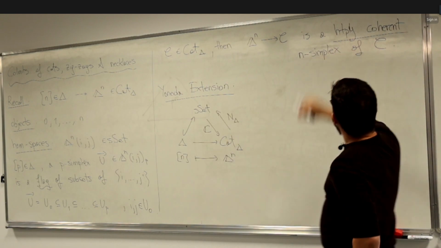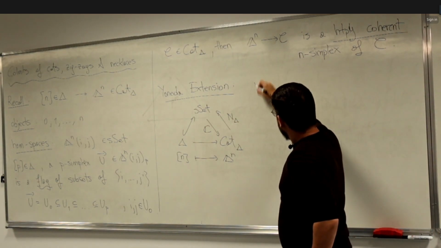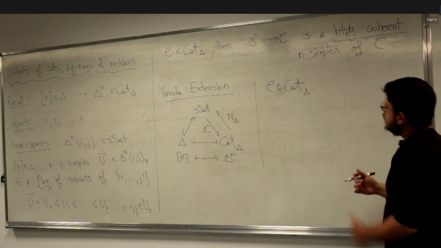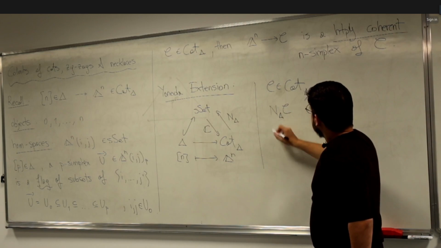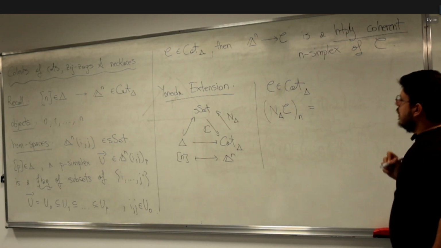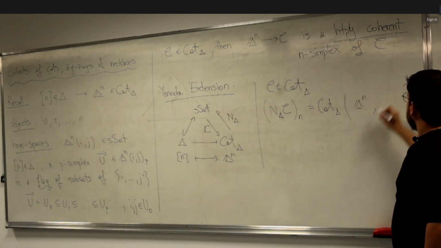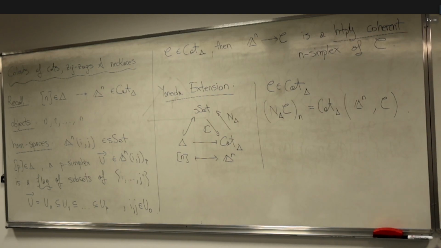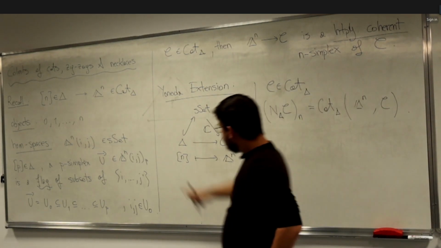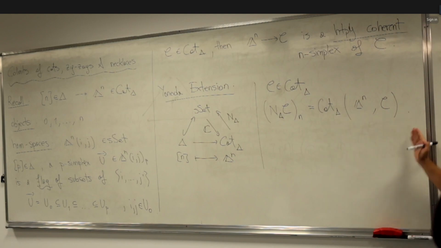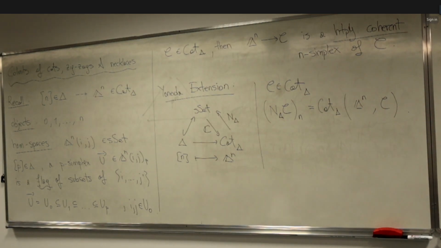Just like indicated here, if I have a simplicially enriched category, the coherent nerve will have as n-simplices the simplicial functors from thick delta n to C. So this functor is pretty easy to describe. We have an explicit description of this thick delta n, and given some C, we know what these n-simplices will be. And this is of course an important functor.